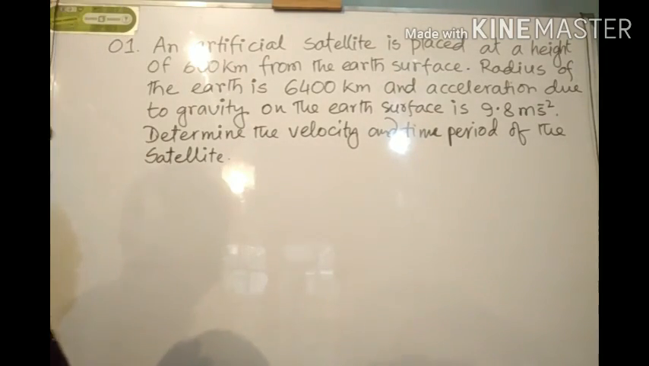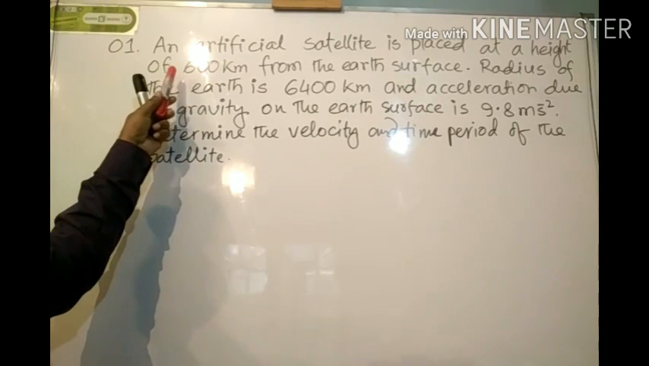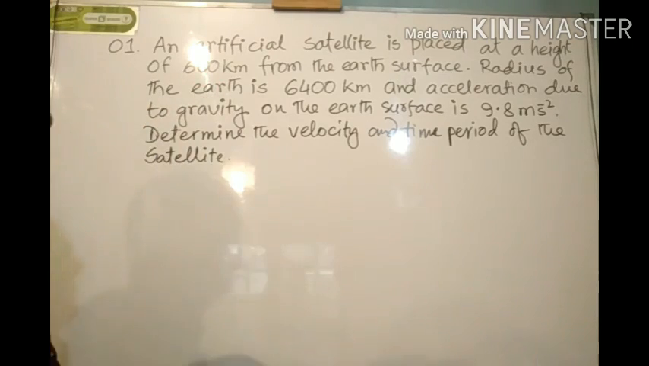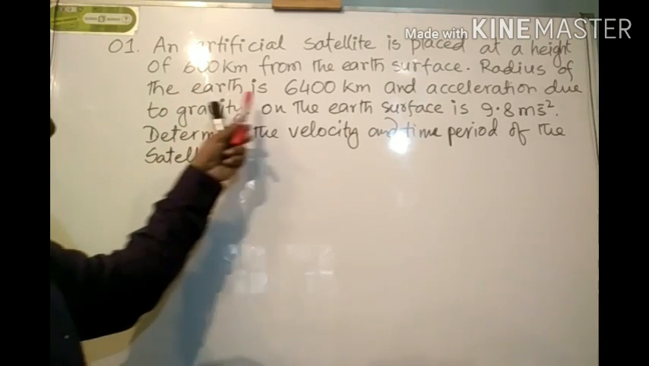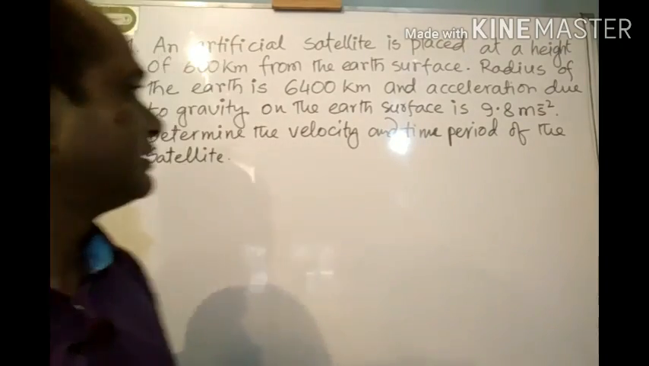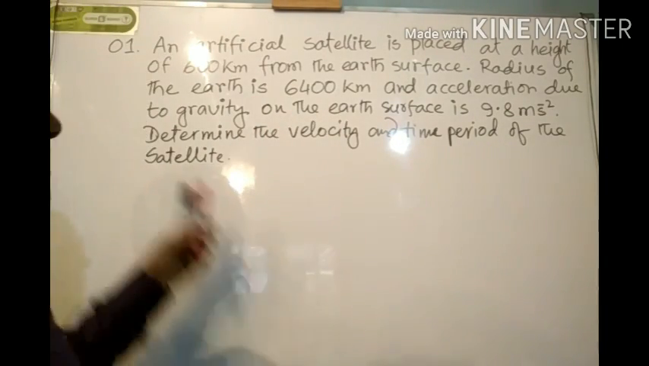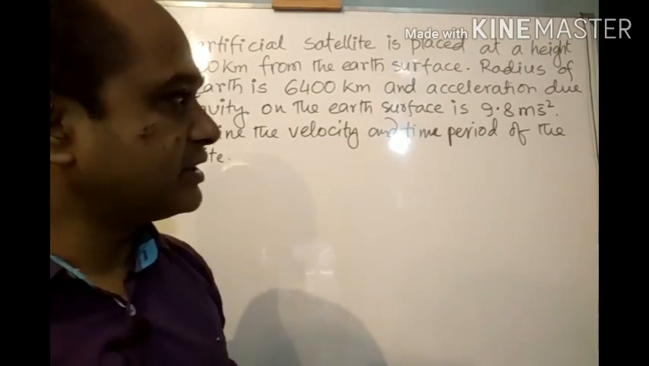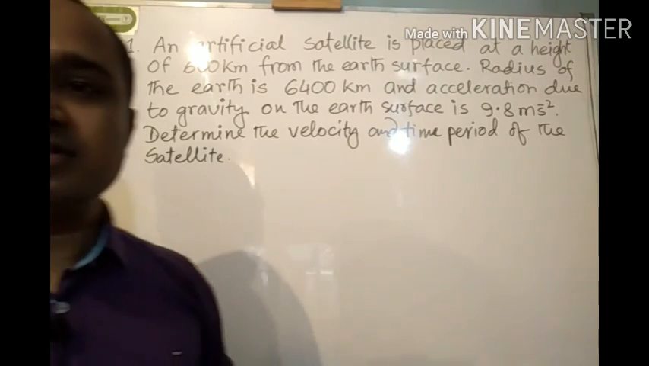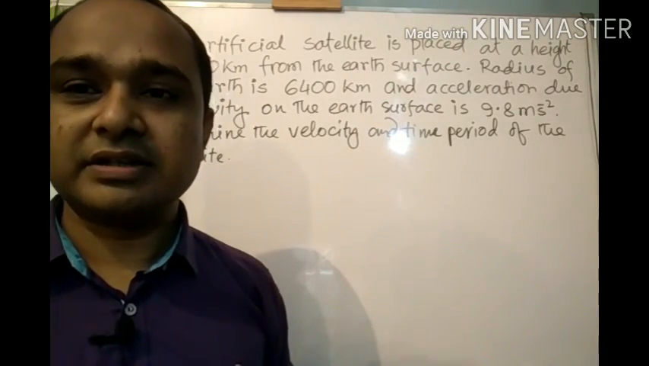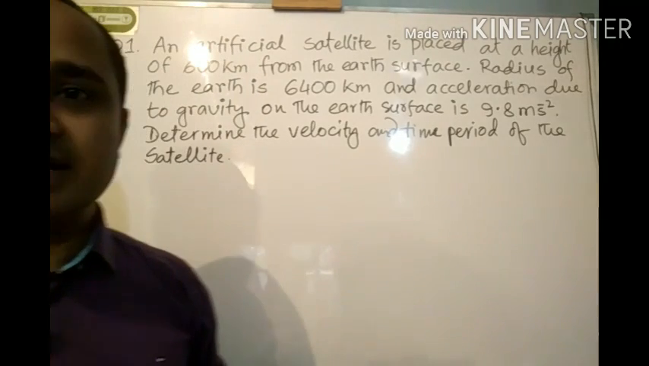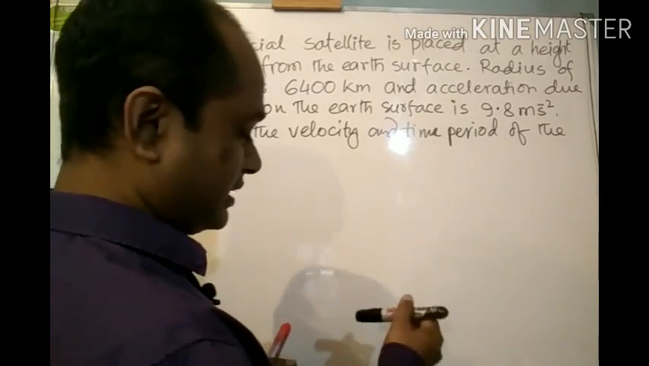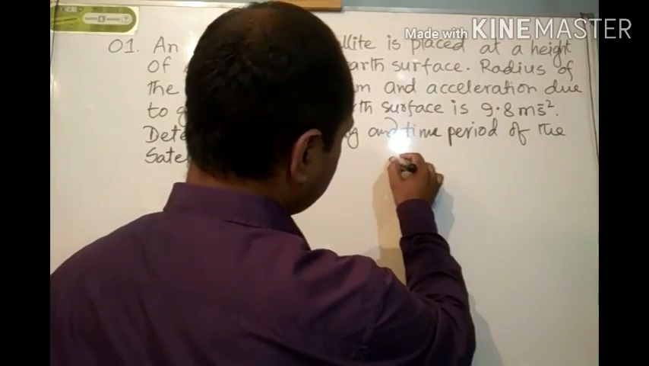Here, the information is given in the question. The height of the satellite from the Earth's surface, which is denoted by h, is 600 km. Then the radius of the Earth, which is denoted by capital R, is 6,400 km. Acceleration due to gravity, which is denoted by small g, is 9.8 meter per second square. We have to calculate the velocity of the satellite and the time period of the satellite. Right. Now we can write the information which is given here.